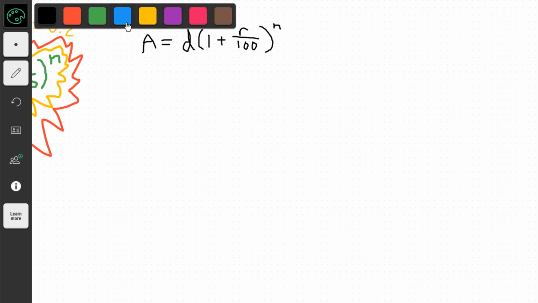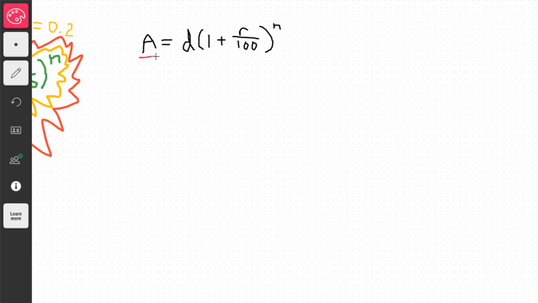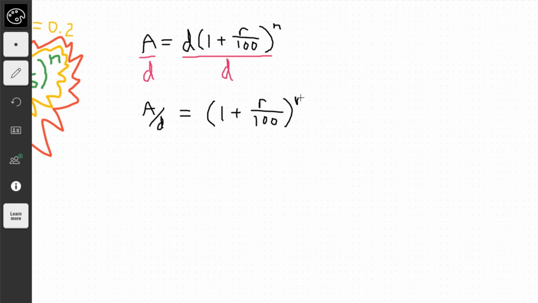The first thing we want to do is divide out this deposit value here. So I'm going to divide the right side by d, and of course, whatever we do on one side, we must do to the other side. So we're going to divide this side by d as well. We're going to get a divided by d is equal to 1 plus r divided by 100 to the power of n. And now this part here is where we're going to use the logarithms.